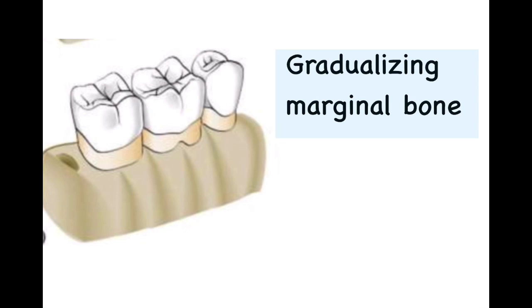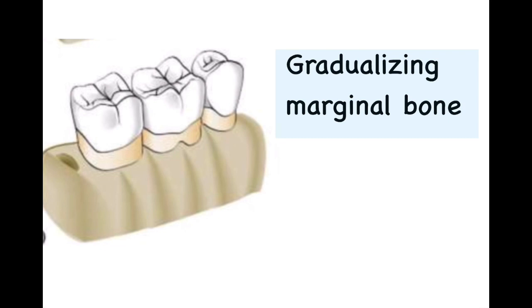So we started with placement of some vertical grooves, right? Then we flattened out all the irregular bony edges which were present, right? Then also we need to flatten out the interproximal bone which is present. That is vertical grooving, radicular blending, flattening of the interproximal bone, and our last step would be gradualizing the marginal bone. So whatever marginal bone is left in the circumference of the tooth, we need to gradualize it. That means we are making the whole of the bone in the same plane.